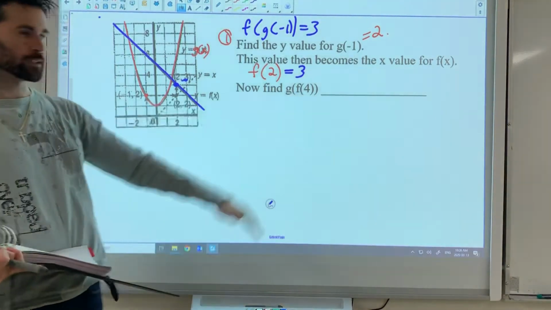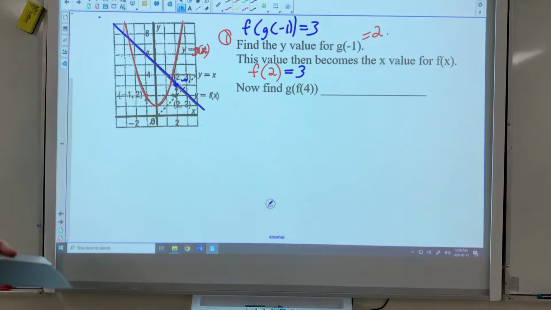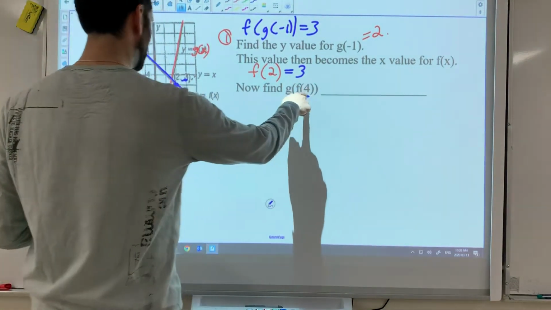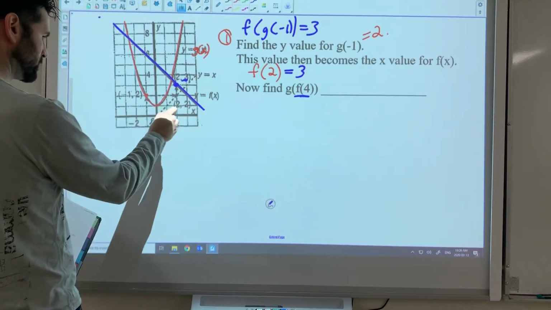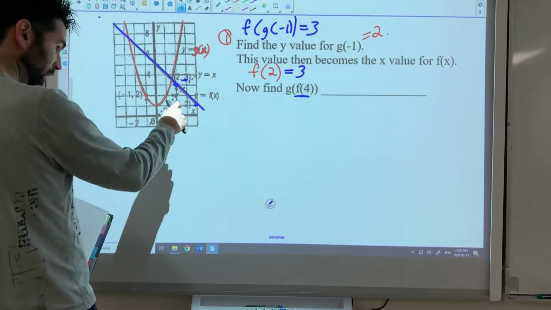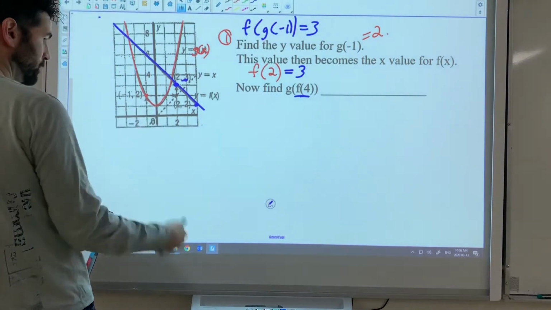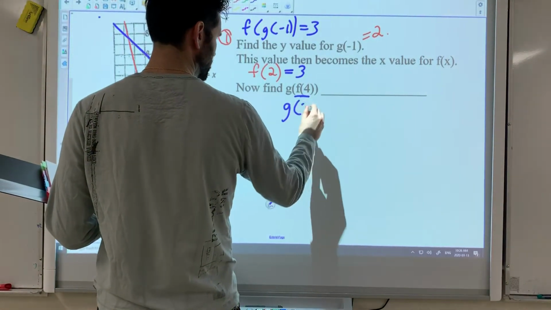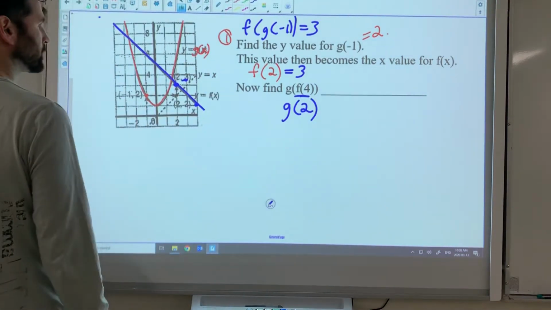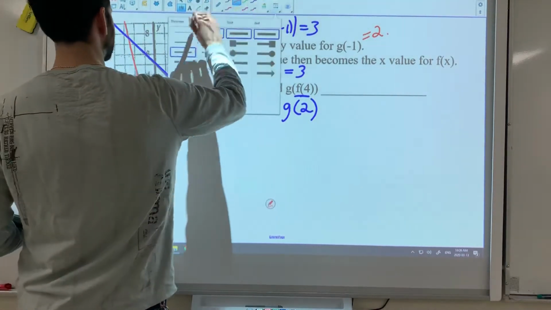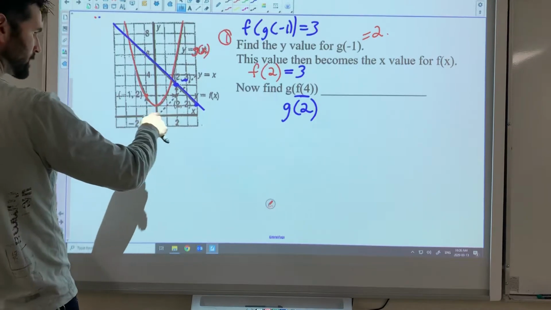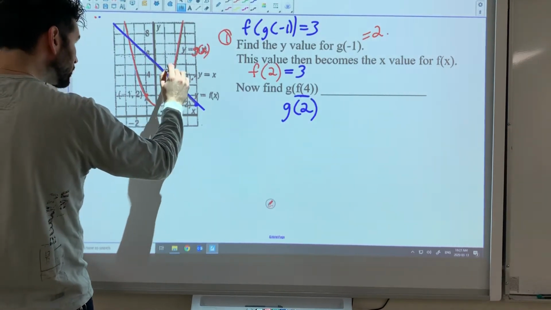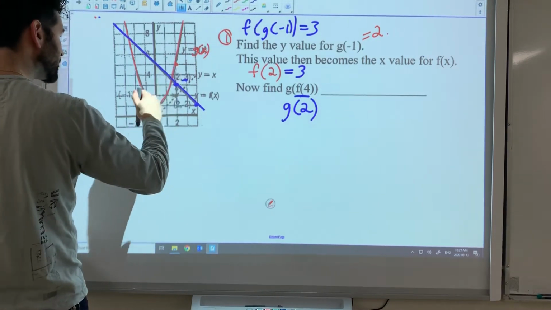Neat. Let's do another one. Let's do this one here. Start with the inside first. So we're going to go to the x value 4 on f of x. So 1, 2, 3, 4. And we have the point 2 for y, because I guess the scale is going up by 2. So then we would find g of 2. That's the red line. So go to x equal 2, go up to g. Looks like we're there. What do you guys see?